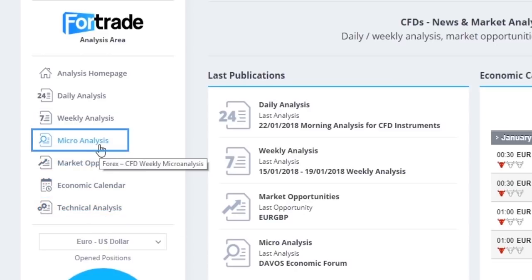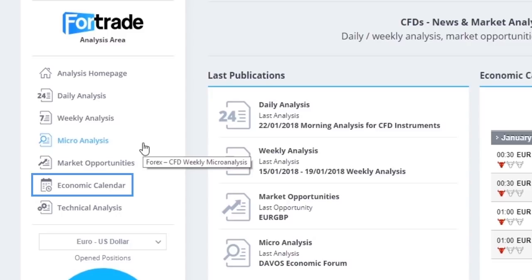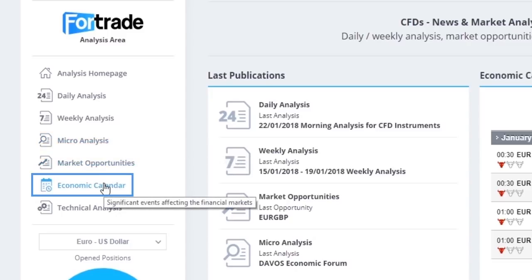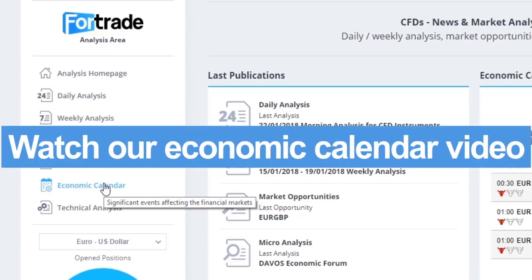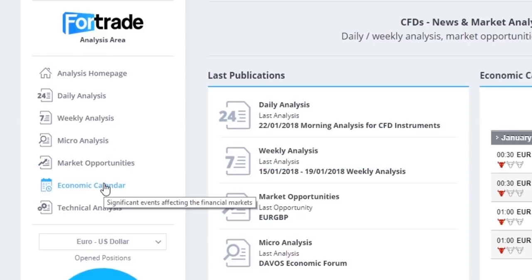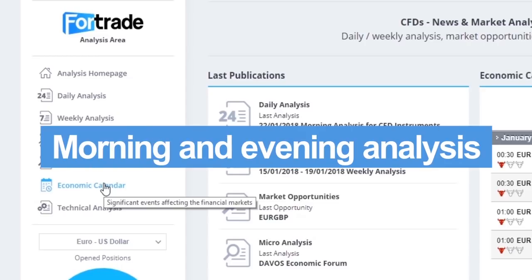You can also find micro-analysis that examines fundamental events and their effect on the movement of financial instruments. The economic calendar is a very useful tool, which provides a timeline of important economic events scheduled to take place or figures to be announced. The calendar lists these events alongside expected estimates. Please watch our economic calendar video for more information. You can also watch our weekly overview in video form if you want to quickly catch up on important current events. Today we will examine morning and evening analysis.